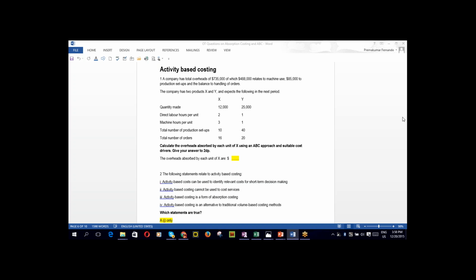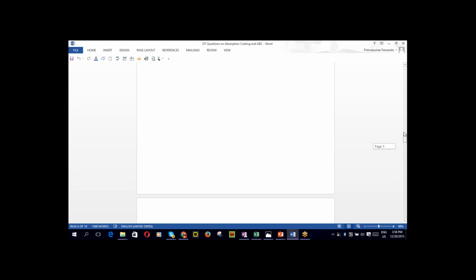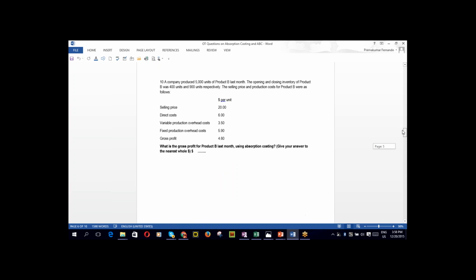If you go to the last question, number 10, you can see they have given us the gross profit. They want to calculate, they have given the gross profit per unit. So if we know the units, 460 into 4,500 would have given you the calculation straight away.